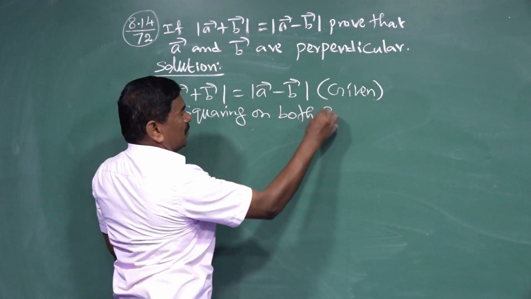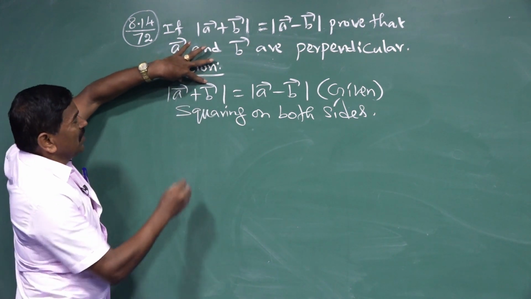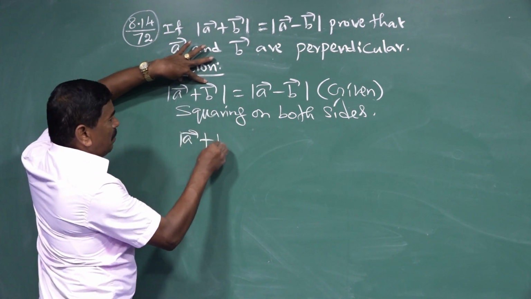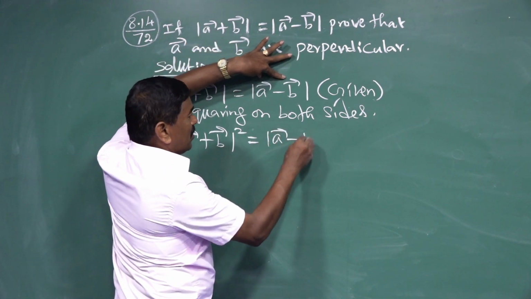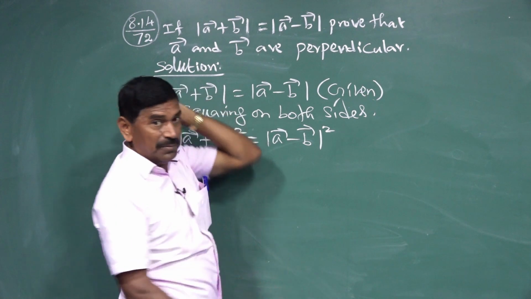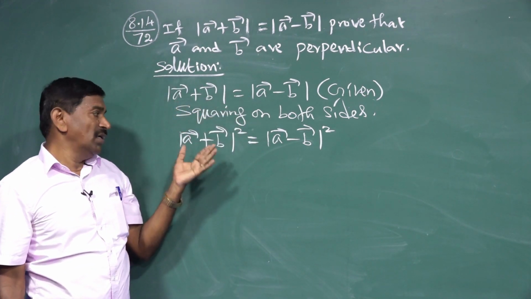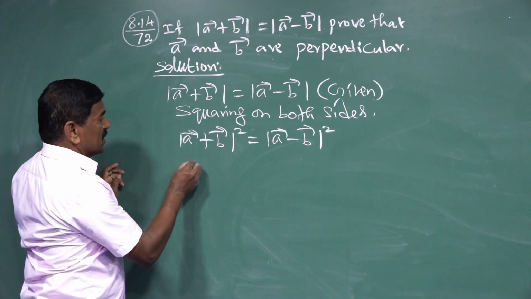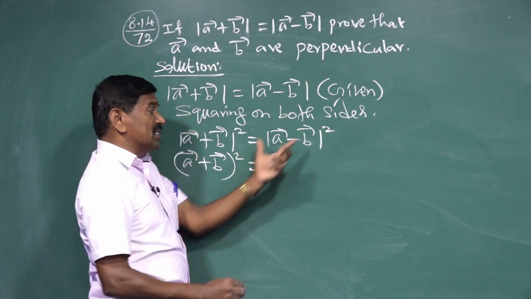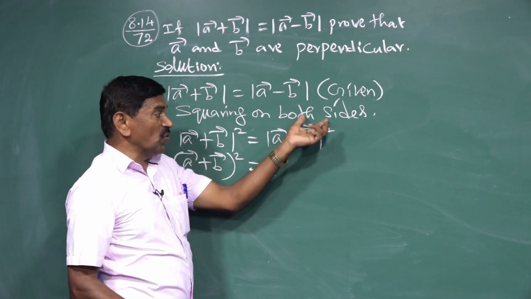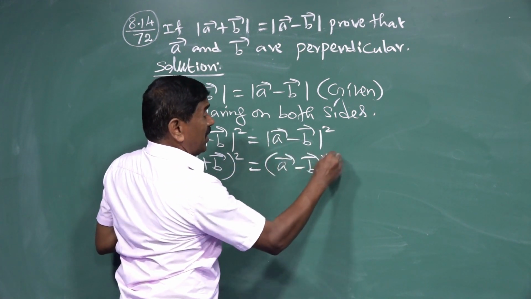Squaring on both sides. Modulus of A vector plus B vector, squared, is equal to modulus of A vector minus B vector, squared. Now, modulus the whole square is nothing but the bracket the whole square. That is, (A vector plus B vector) the whole square is equal to (A vector minus B vector) the whole square.